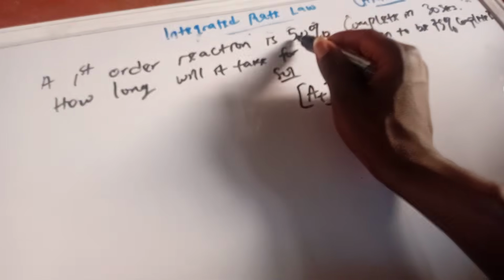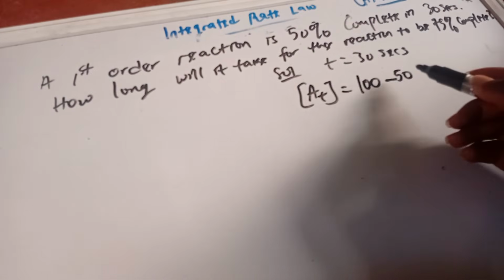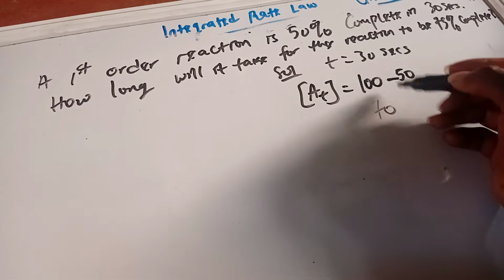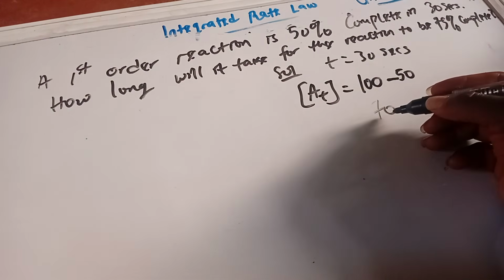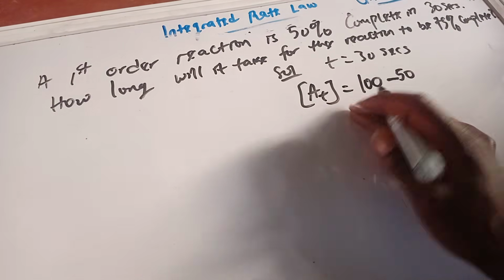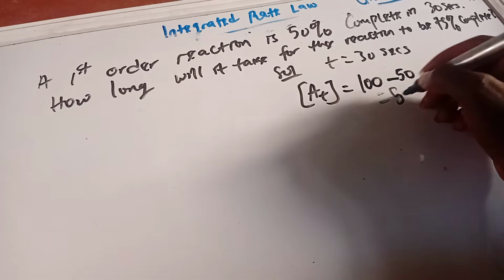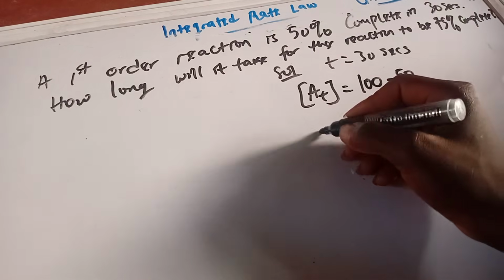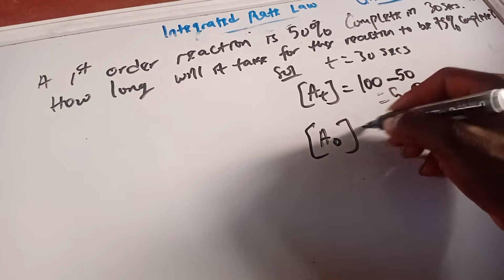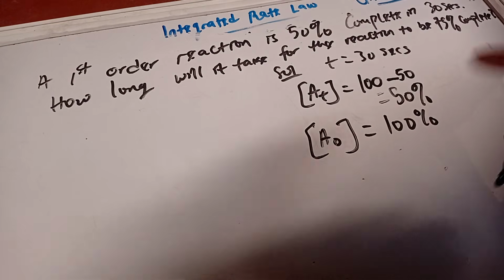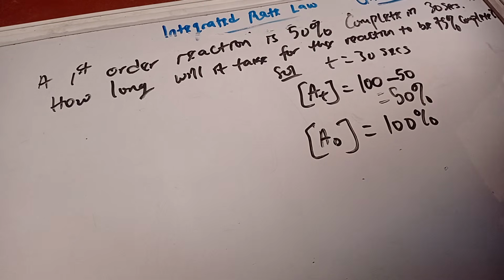Assuming this is 30% complete, it will be 100 minus 30. So our concentration at a particular time t will now be 70. If it is 30% complete, then we have 70 incomplete. That incomplete is equal to our concentration at a particular time t. So which is what? 50%. So our concentration at a particular time t is 50%. So what is our initial concentration? 100%. We are not given the value, but it's 100% because at that time nothing has happened.